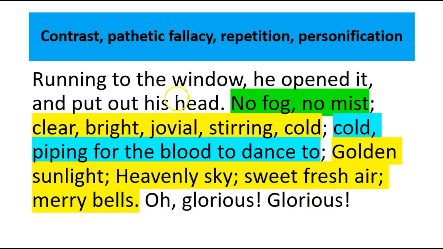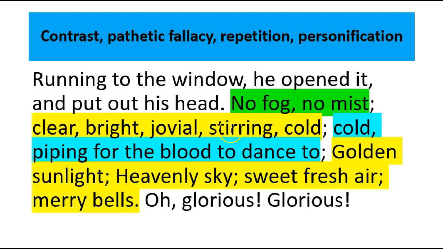So we've had quite a few contrasts in the quotations that I've shown you so far, but I haven't drawn those to your attention. I'm going to draw your attention to this one here. So now we've got the contrast of no fog, no mist, which is now positive. It contrasts to that first description of Scrooge which we saw, which was entirely negative. But here we're taking away the negative things.